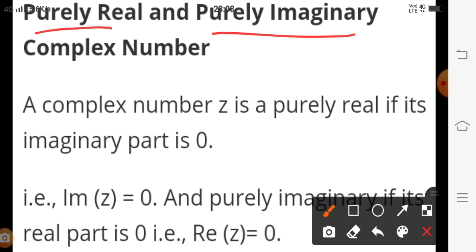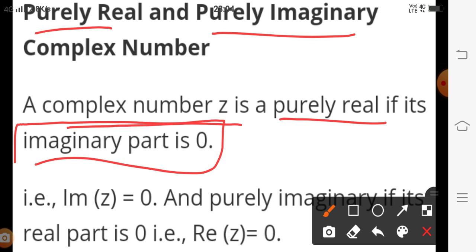The first is purely real and purely imaginary. The purely real part is that part in which we are not getting the imaginary value, and the purely imaginary part is that part in which we are not getting the real value. A complex number z is called purely real if its imaginary part is 0. If you are not getting the imaginary value, then it is a purely real complex number. It means all real numbers are complex numbers also.